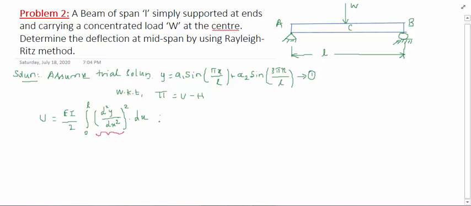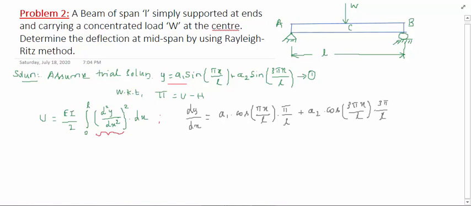We know that the trial solution is y. From this y we have to derive d²y/dx², that is, we have to differentiate y with respect to x. So dy/dx equals a1 cos(πx/L) times π/L plus a2 cos(3πx/L) times 3π/L. This is basic differentiation.